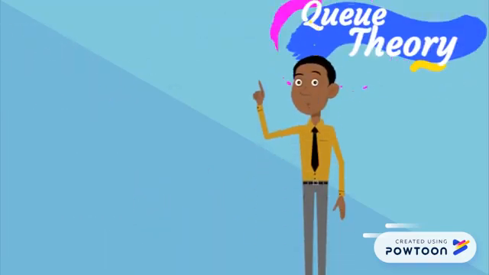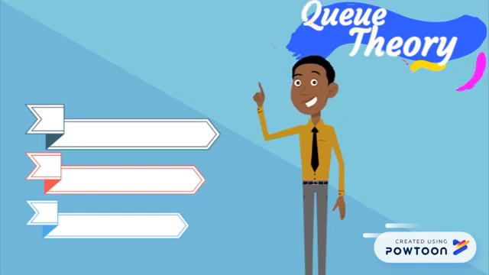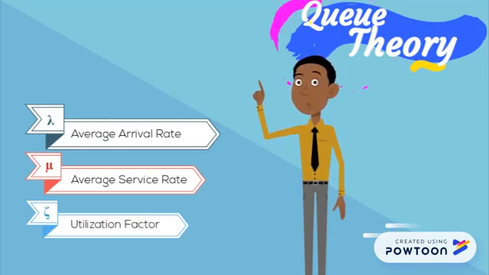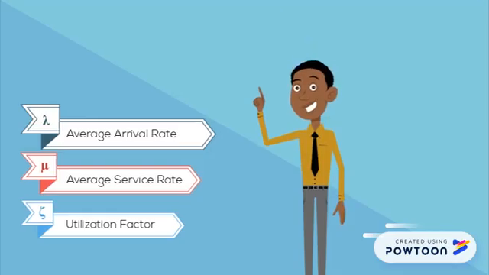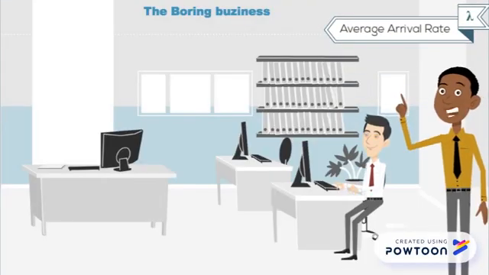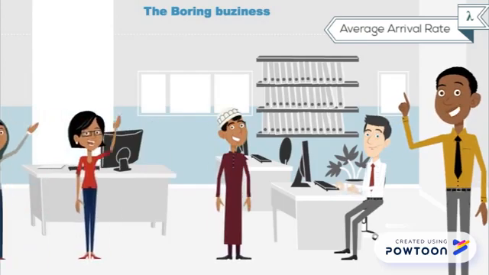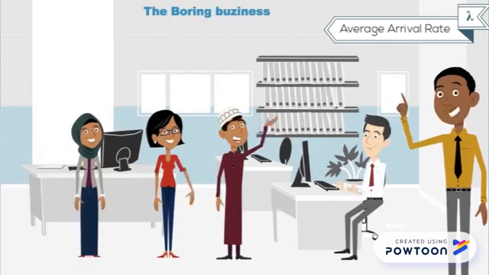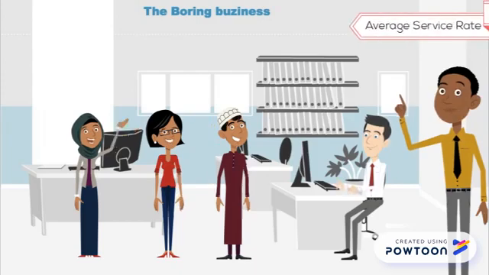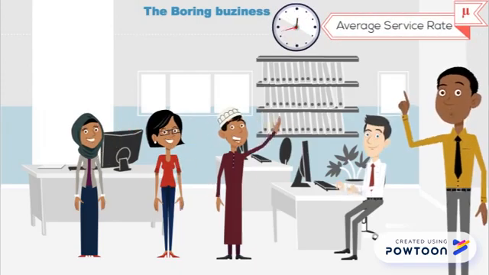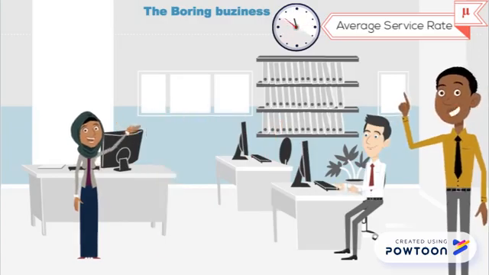But before we continue, there are three important elements that you need to know. The first one is the average arrival rate, the second one is the average service rate, and the third one is the utilization factor. The average arrival rate is the number of people or items entering into a service system in a given amount of time. On the other hand, the average service rate is the number of people or items processed in the same amount of time.